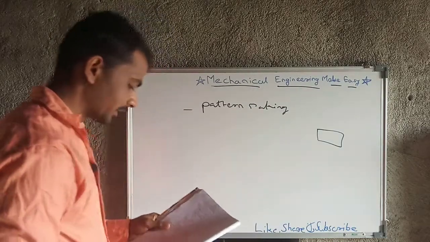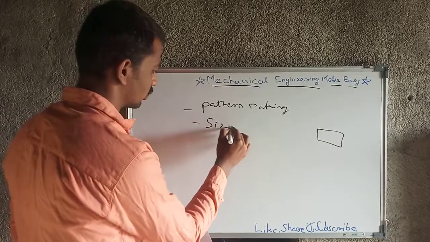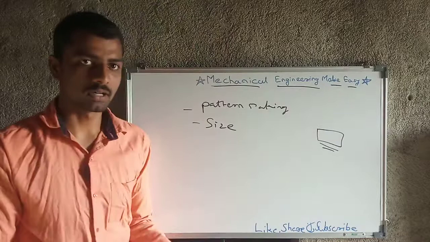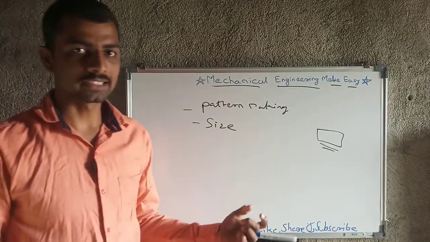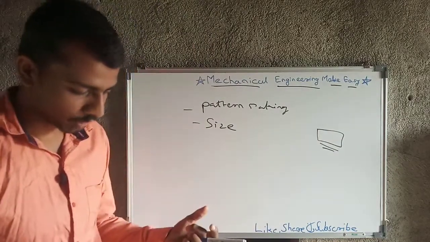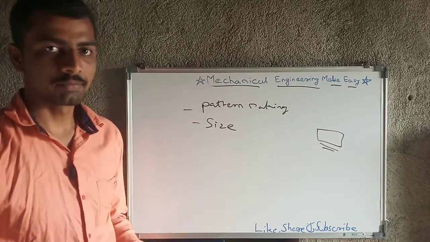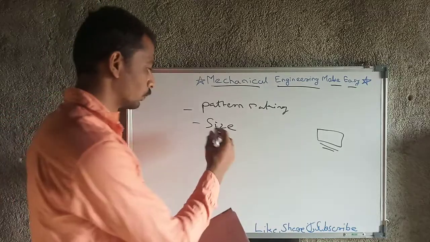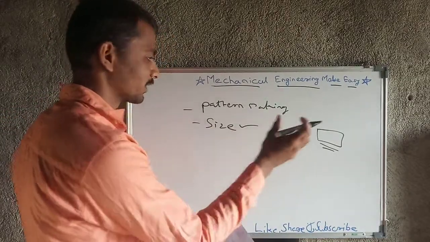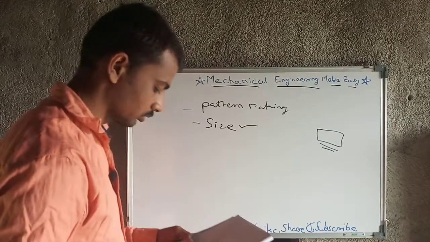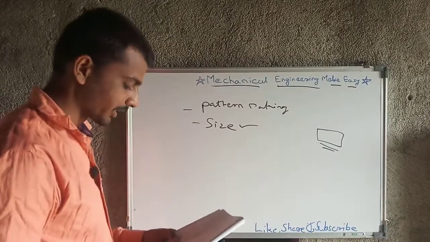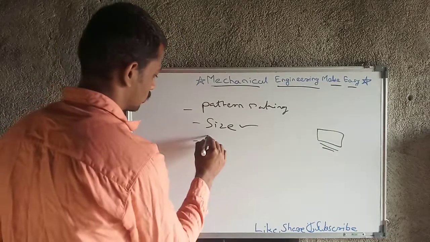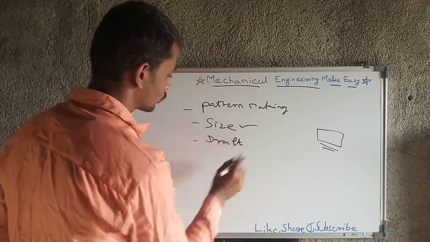The size is somewhat larger as compared to our final object, because we have to give a number of allowances, like shrinkage allowance, machining allowance, etc. So the size is slightly greater than our final product to compensate for shrinkage, machining and different allowances. Then draft allowance. We have to give draft allowance to the pattern.